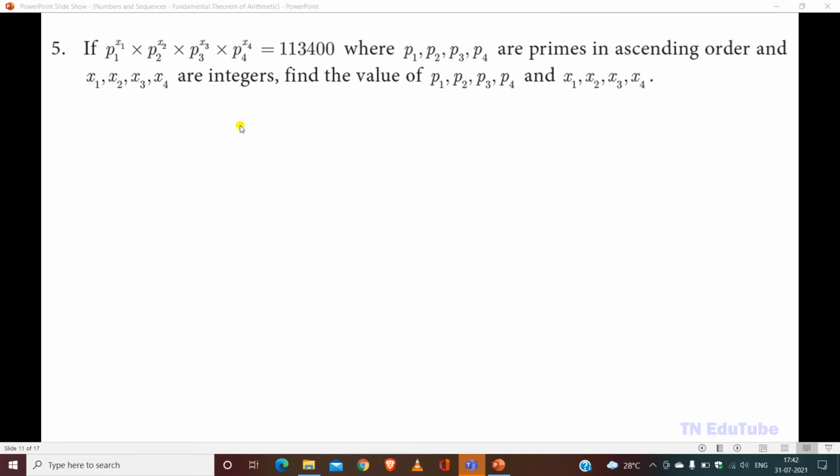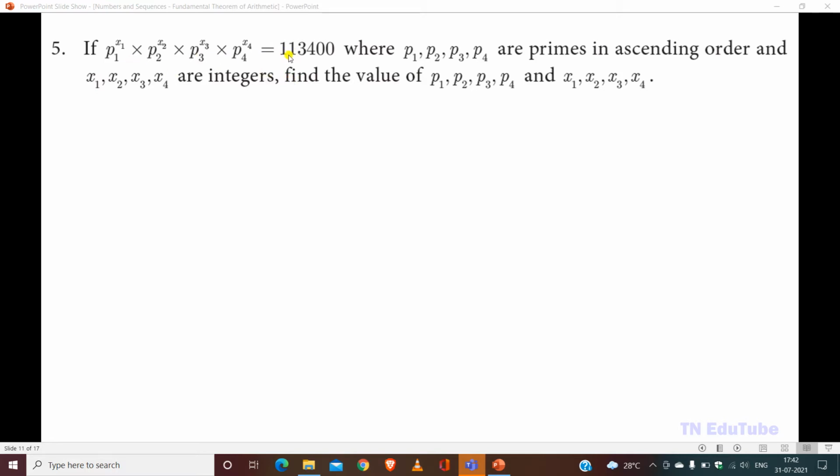Then question number 5. Question number 5, if p1 power x1 into p2 power x2 into p3 power x3 into p4 power x4 is 1,13,400, where P1, P2, P3, P4 are prime numbers in ascending order and x1, x2, x3, x4 are integers. Find the value of P1, P2, P3, P4 and x1, x2, x3, x4.